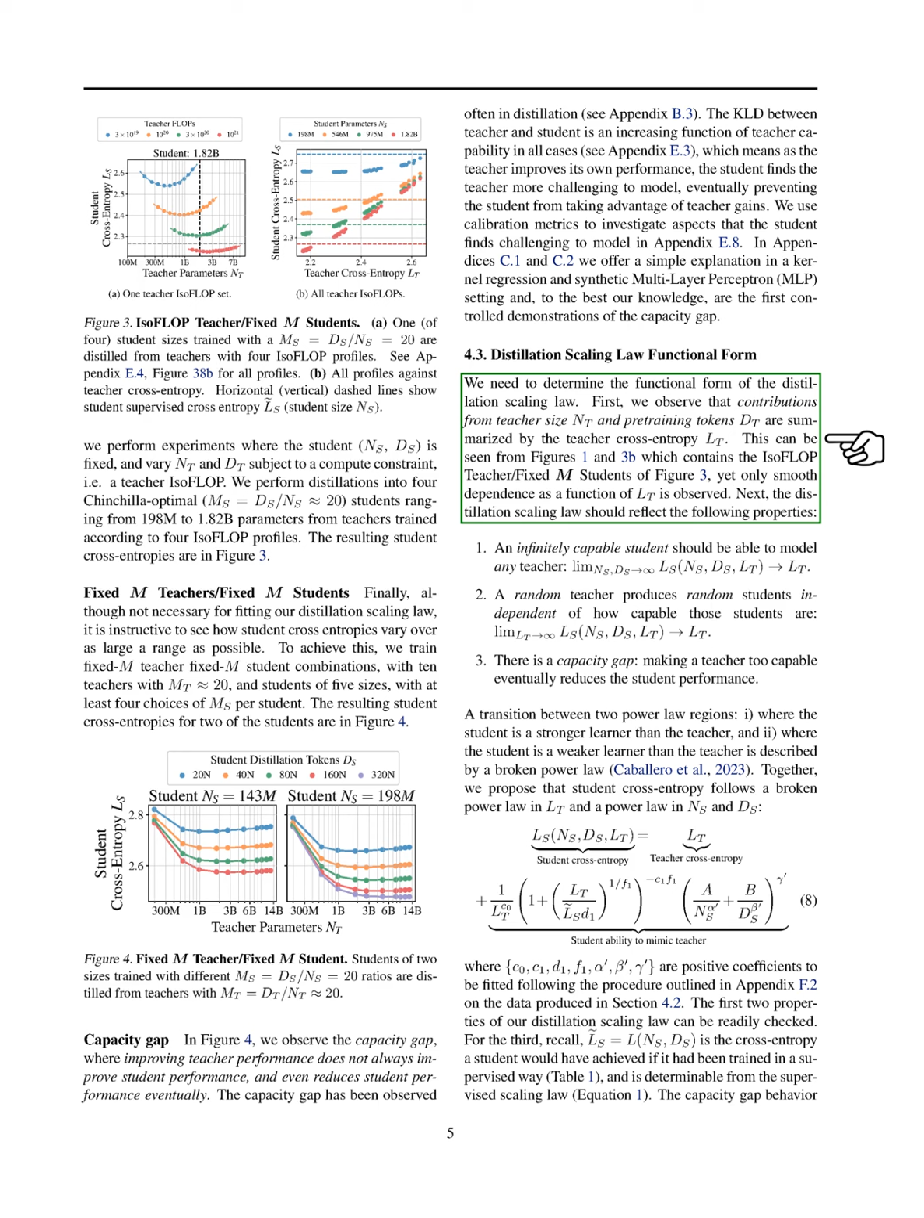We outline the properties of our scaling law, including that an infinitely capable student can model any teacher, random teachers yield random students, and that a capacity gap exists. We also describe a transition between 2 power law regions, where the student can be either a stronger or weaker learner than the teacher. We aim to fit positive coefficients based on the data produced in our experiments.